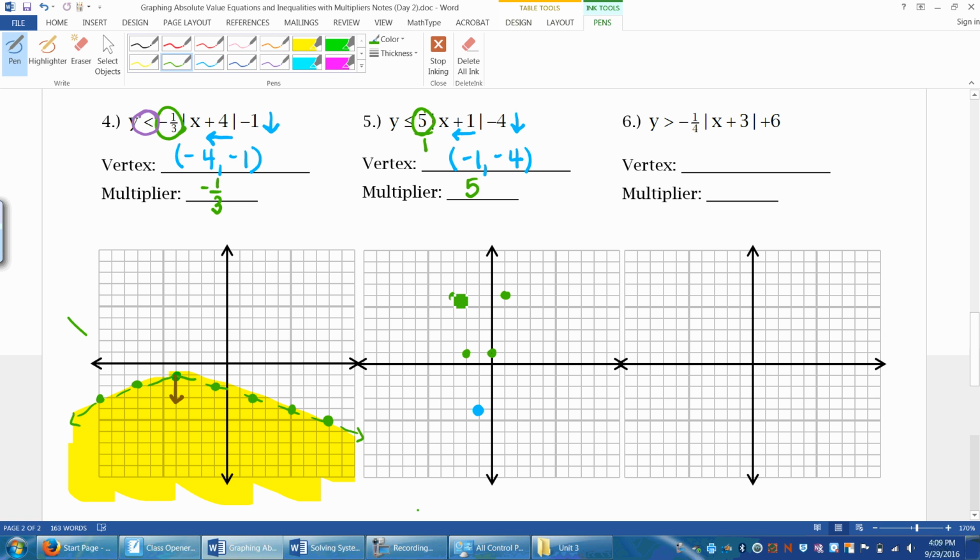This one has the equal to symbol, so it is solid. And the inequality symbol is a less than, so if I go to the vertex, I shade below. That means everything that's outside of the absolute value.